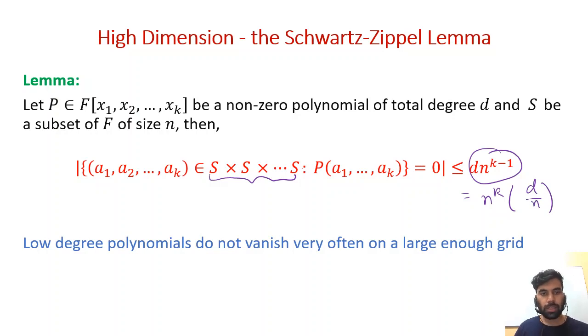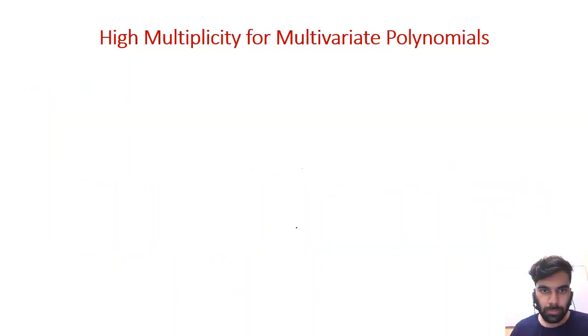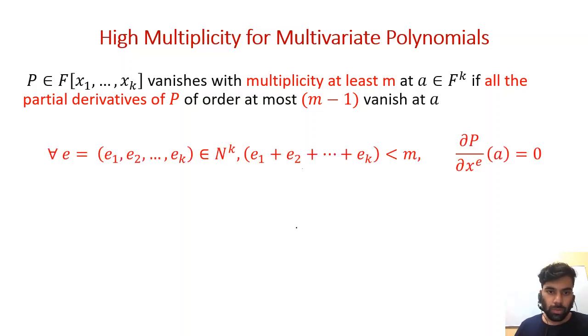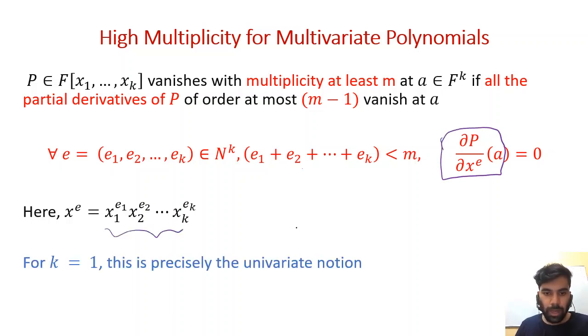And this is just saying that low degree polynomials do not vanish very often on a large grid. This is a multivariate generalization of what we saw. Then we saw what it means for a polynomial to vanish with high multiplicity when it is a multivariate polynomial. So it precisely means that all its partial derivatives of order less than m vanish. So del p by del x_i just refers to this partial derivative. And for k equal to 1, this is precisely the univariate notion.